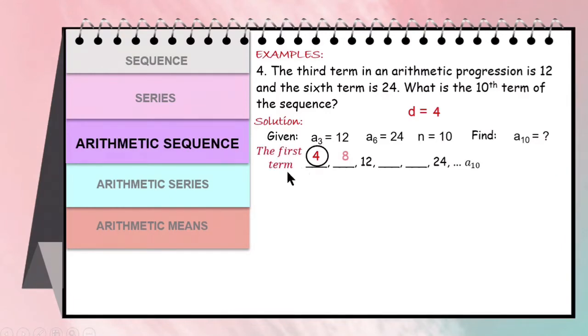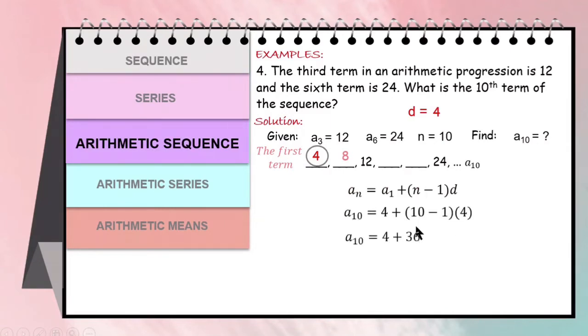We can now determine the 10th term of the sequence, where a sub 1 is 4, n is 10, and d is 4. 10 minus 1 is 9, times 4 is 36, and 4 plus 36 is 40. Hence, the 10th term of the sequence is 40.